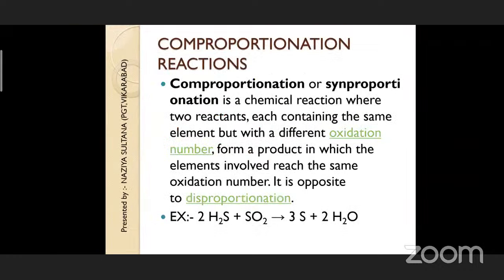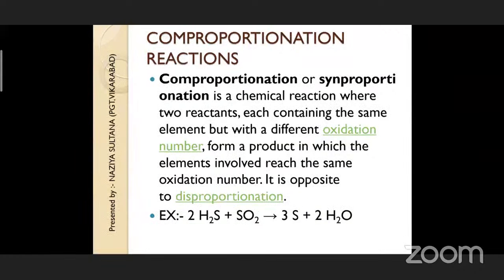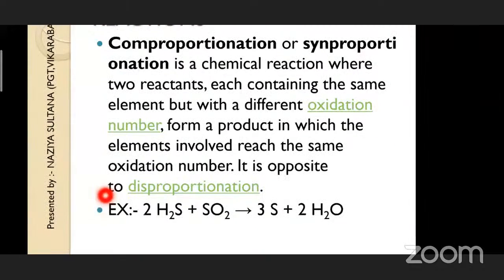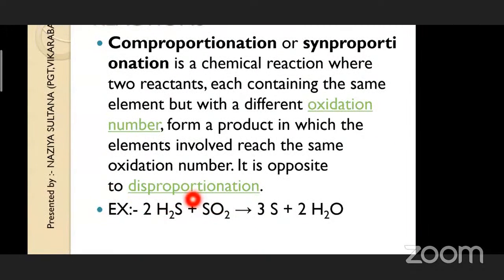Then we have seen the types of reactions yesterday. Okay. So comproportionation reaction. What is a comproportionation reaction? Exactly opposite to disproportionation reaction. Okay. So you check here. Hydrogen sulfide and sulfur dioxide, these two. That means here the oxidation numbers of sulfur is different. In this case, it is -2. Here it is +4. -2 and +4.